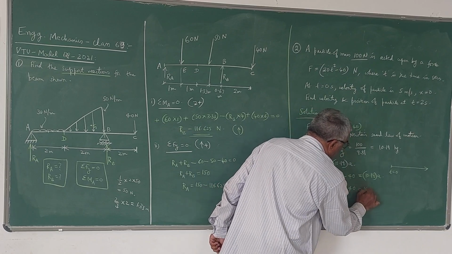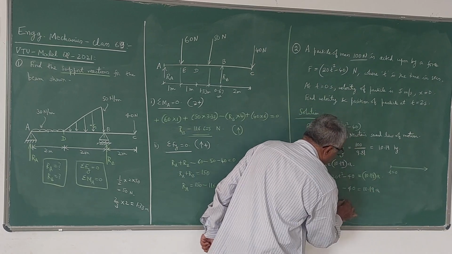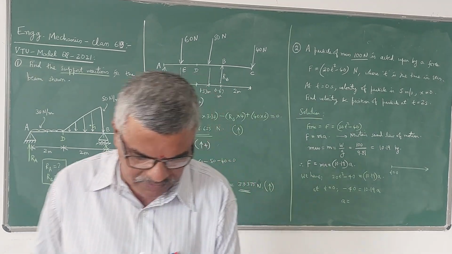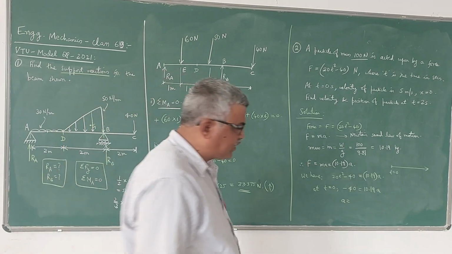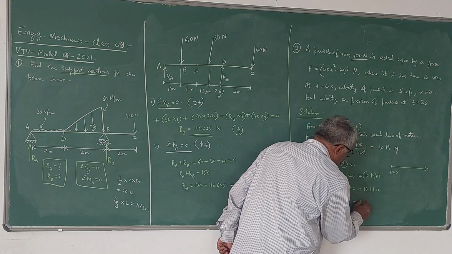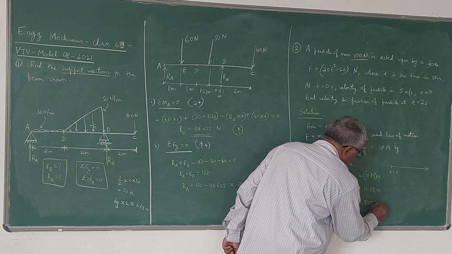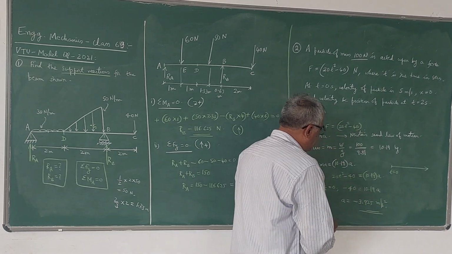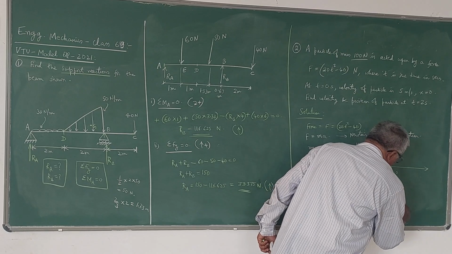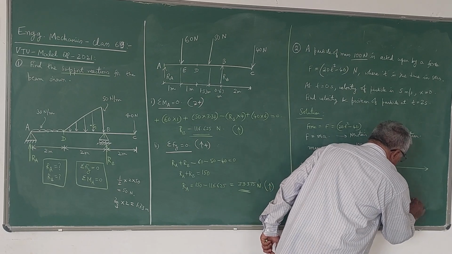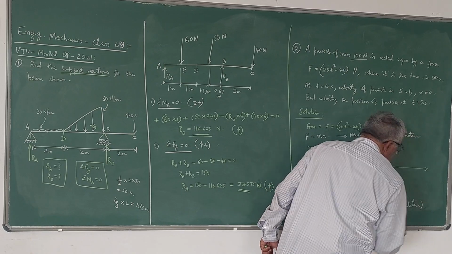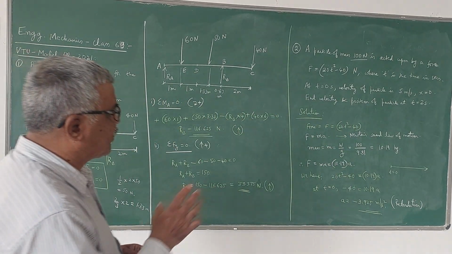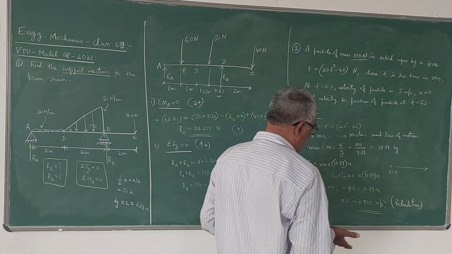Minus 40 is equal to 10.19a, or a is equal to minus 40 divided by 10.19. It is minus 3.925 meter per second square. That is the acceleration. Since you got the negative value here, this is retardation. That means the body is already moving and it is coming to rest now, like brakes are applied. That particle will come to rest after some time.